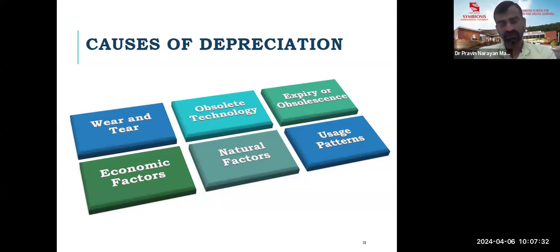Then usage pattern should be considered. It also affects the depreciation, because assets that are subject to heavy usage will be considered in the depreciation value. So these are the possible causes of depreciation: wear and tear, obsolete technology, expiry or completion of the life span of that equipment, economic factor, natural factor, and usage pattern.